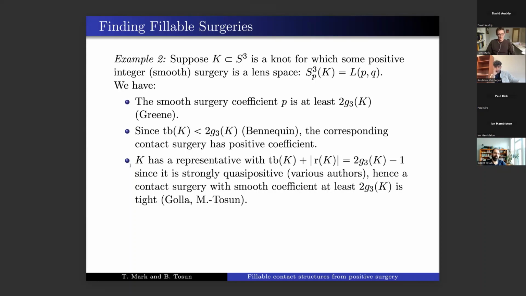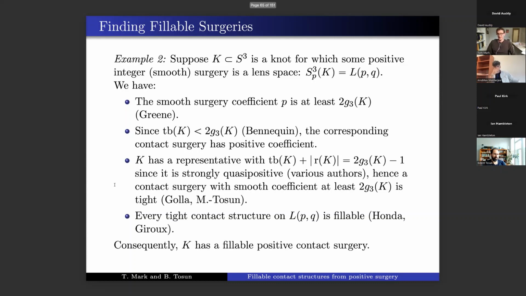Okay, and so that means that when you do the contact surgery that gives you a lens space, you get a tight contact structure on the lens space. But every tight contact structure on a lens space is fillable. So you got a fillable surgery. Yay, okay, so positive braids have fillable surgeries, and lens space knots have fillable positive surgeries.